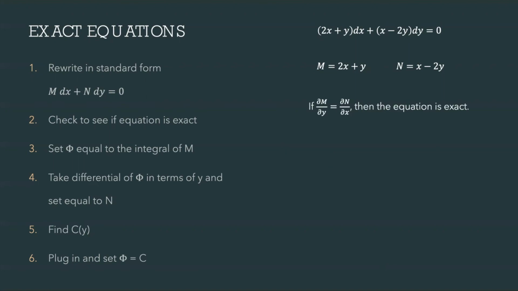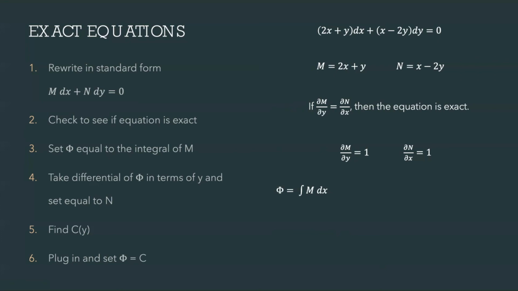To check to see if the equation is exact, again, you have to take the differential of m in terms of y and the differential of n in terms of x and compare if the values are the same. If they are equal, then the equation is exact. If they are not, then you have to find another way to solve the equation without using these steps. Moving on. So the differential of m is equal to 1 and the differential of n is equal to 1. They are equal, so this equation is exact and we can keep going.